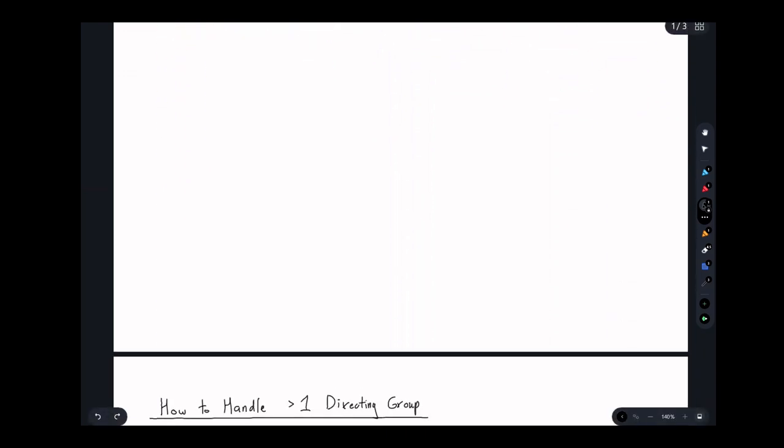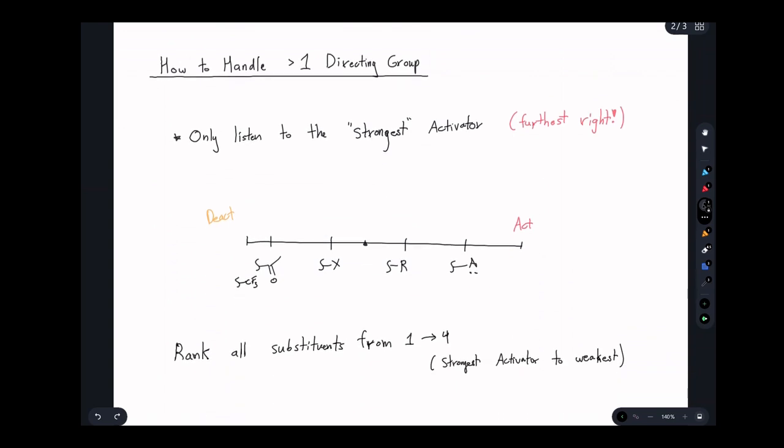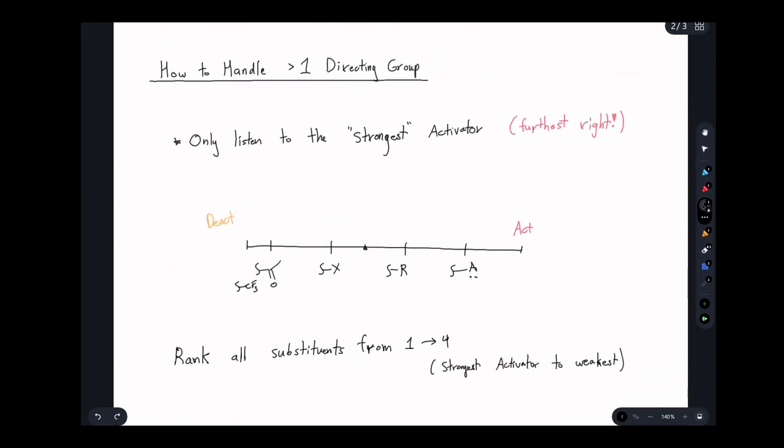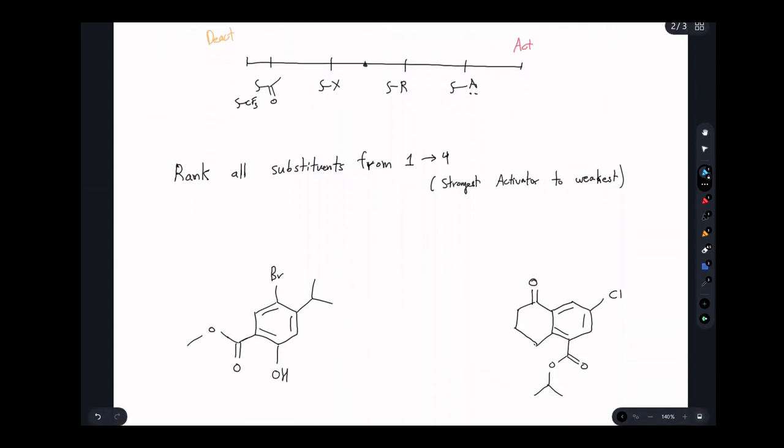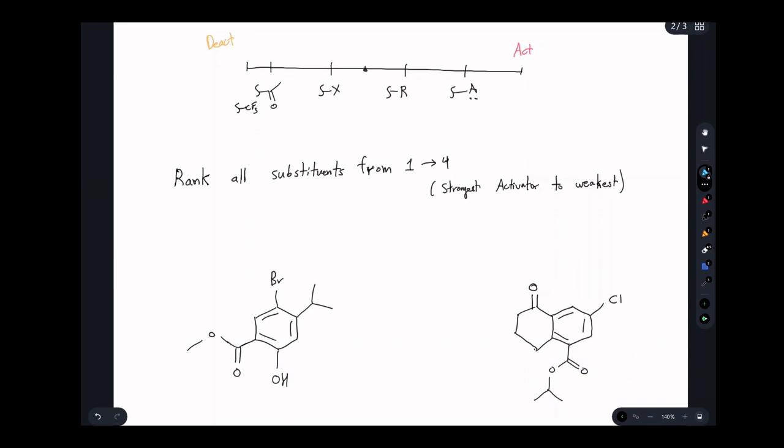Considering that, let's take a look at how we can handle more than one directing group at a time. The idea here is to only care about the strongest activator, the one that's furthest right. So with this small little rendition of the number line here, let's rank the substituents from strongest activator to weakest activator in these two cases. And then think about where, if we were to do another reaction, the next group would go.